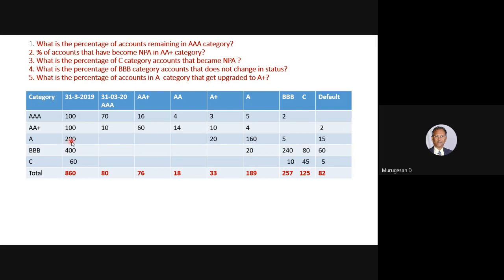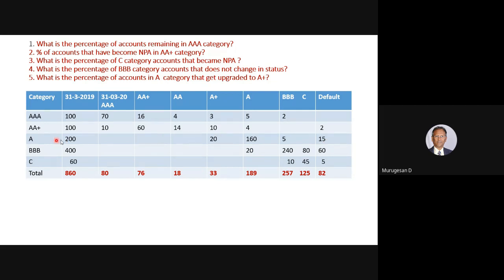200 accounts were there at the end of this year. Now, only 160 accounts remain in A. Of the remaining 40 accounts, 20 accounts upgraded, 5 accounts downgraded, and 15 accounts become NPA.